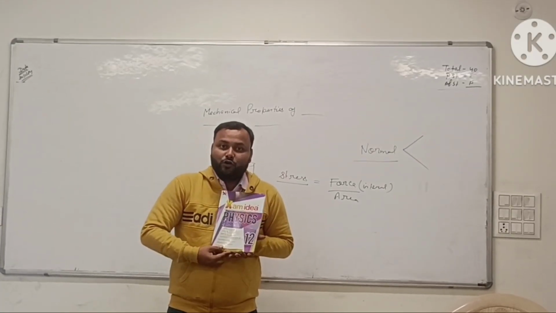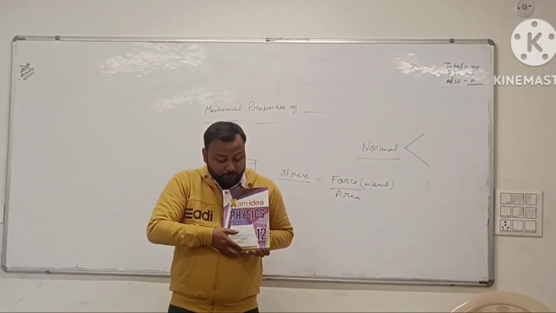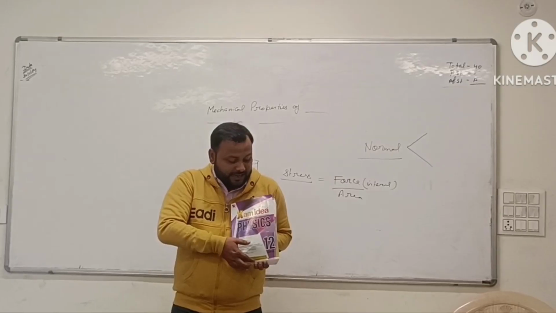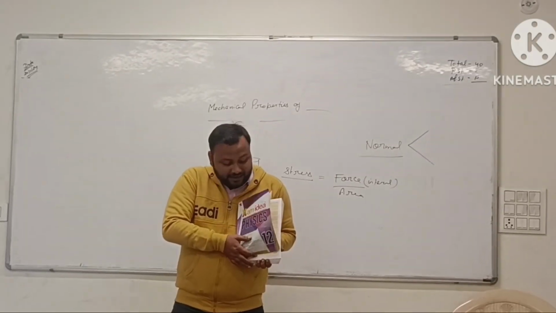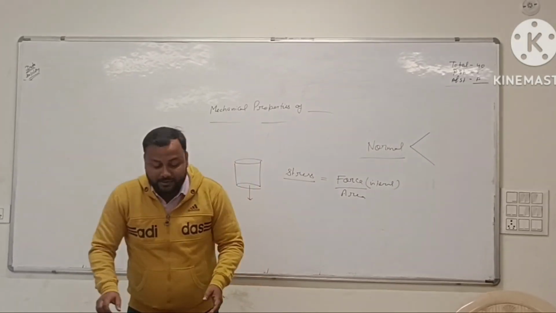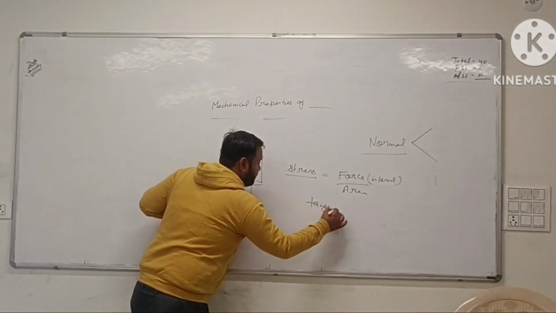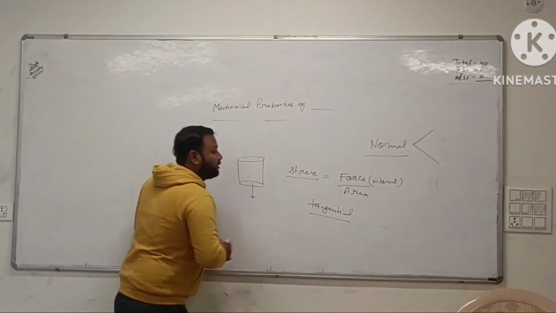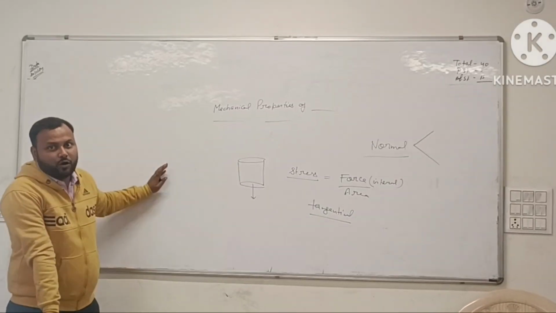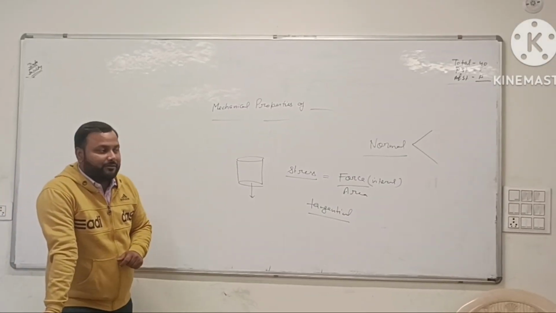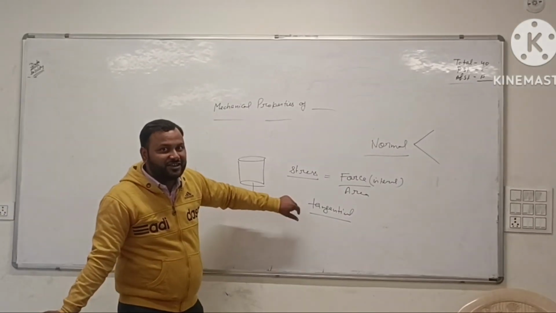If you are applying a force which is parallel to the surface, then the shape will be changing, the angle will be changing. This force we call tangential stress, when the application of force is parallel to the surface or normal to the area vector. So this stress is tangential stress.